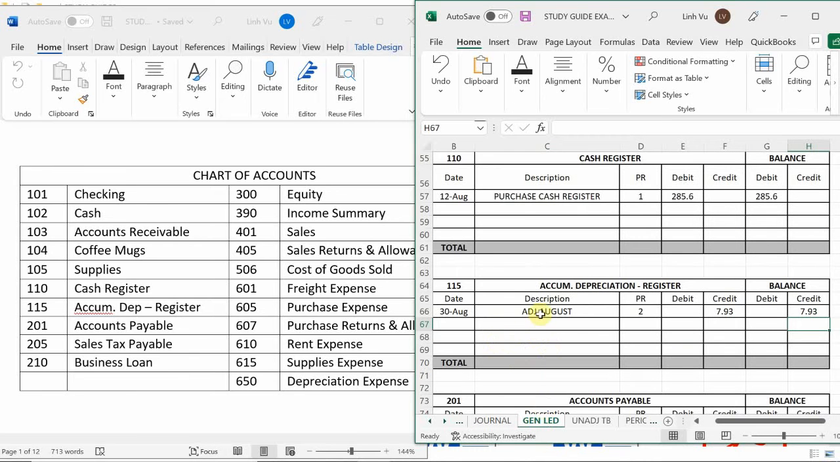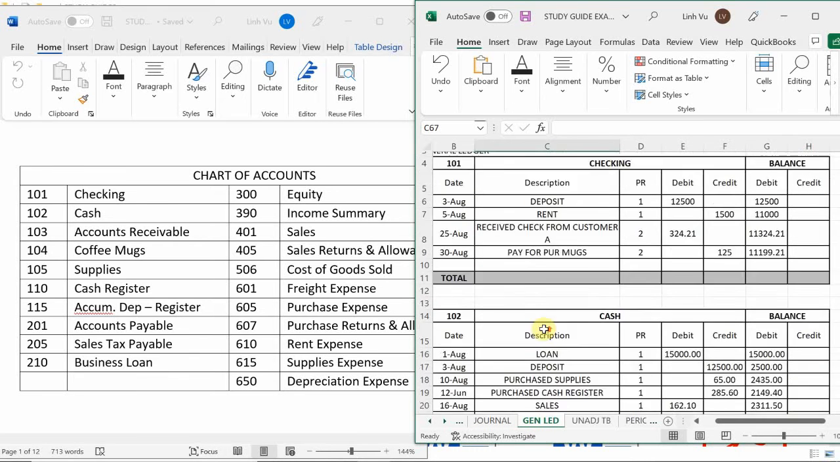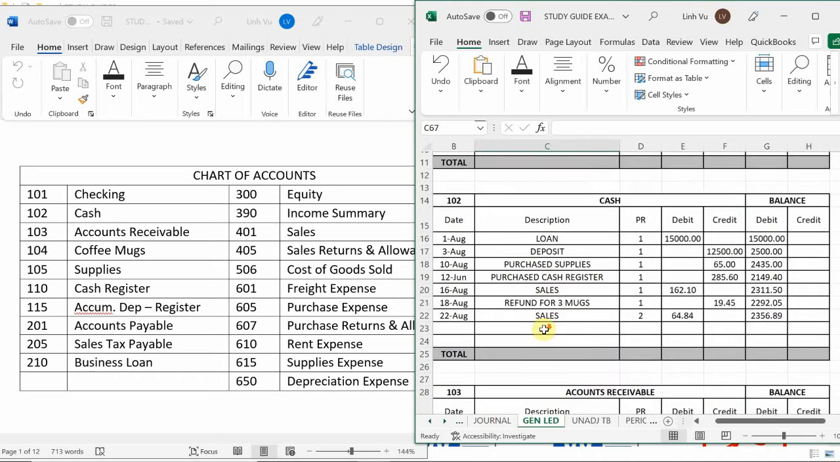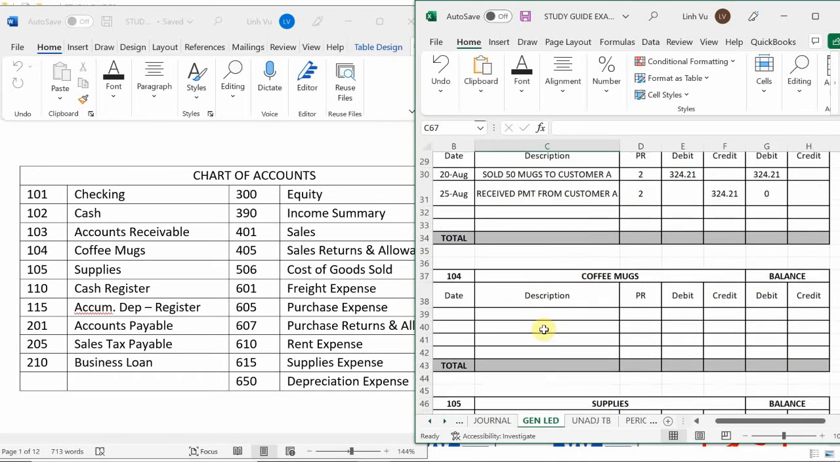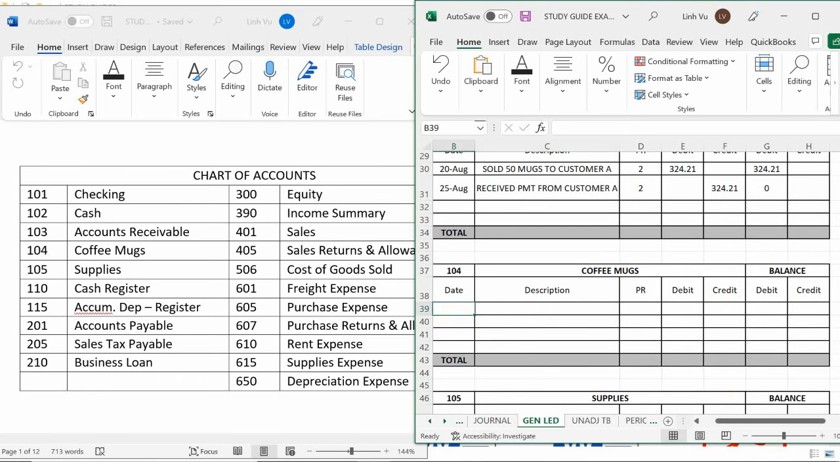So I acquired some coffee mugs. How many do I have left? 18 mugs, at $22.50.